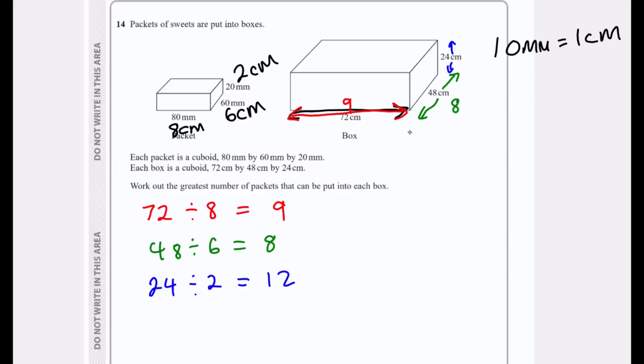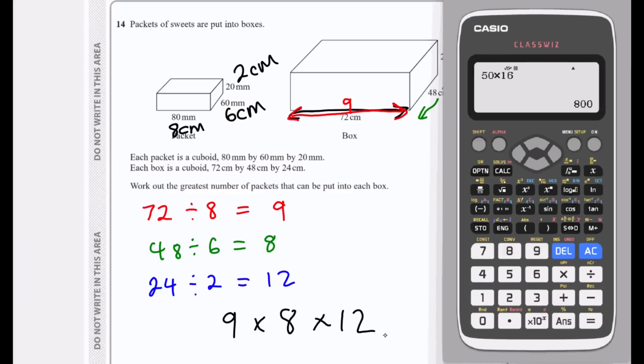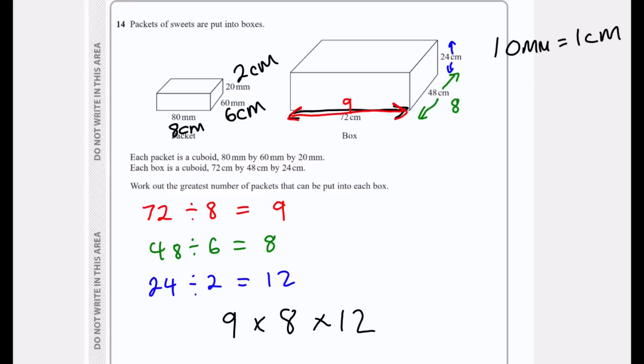So we've got 9 times 8, 9 along, 8 back. So on the base, we've got 9 times 8, and then we've got 12 of them stacked on top. So it's 9 times 8 times 12, and that is 864.